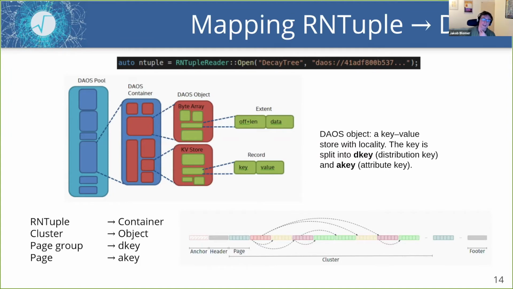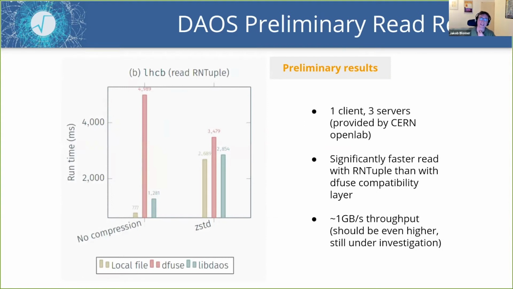So that is the mapping that we have currently implemented. We have run first performance tests. CERN OpenLab kindly provides us with a DAOS cluster, three servers and a client. We compare this to a local file on SSD and to dFuse, which is a FUSE compatibility layer for DAOS. So if your application is not ready to use an object store, you can use DAOS as a distributed file system, but it comes, of course, with a performance cost.